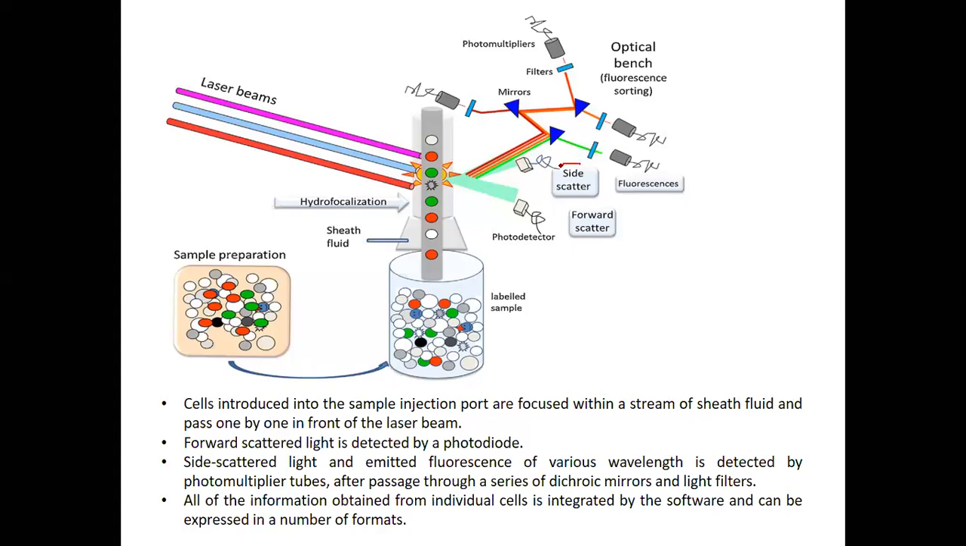You could see the side scatter and the forward scatter, and these are the detectors which are located at different angles. These are specifically for the fluorescence. Again, there are some dichroic mirrors. While discussing fluorescence microscopy, we would have come across these particular mirrors, that is dichroic, which allow only a specific type of light.